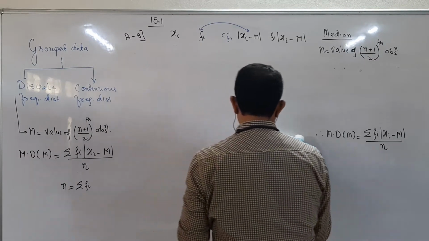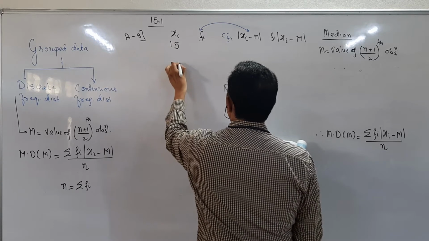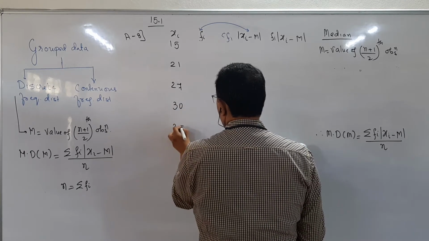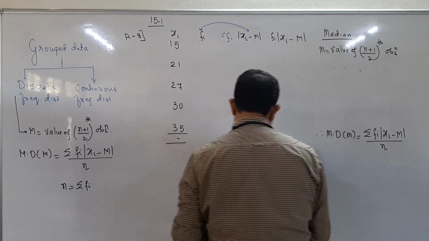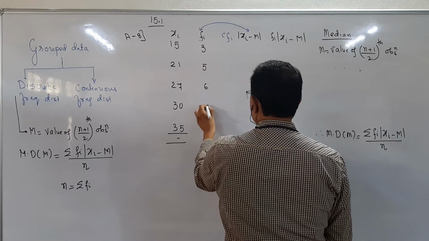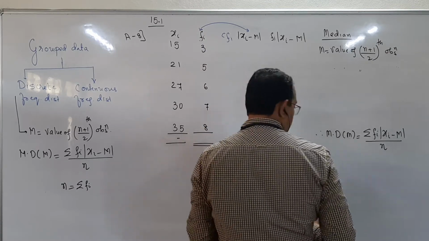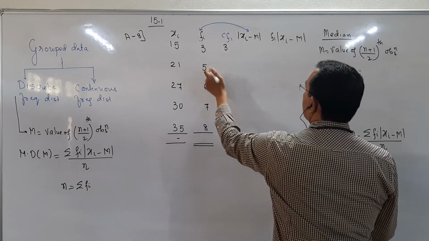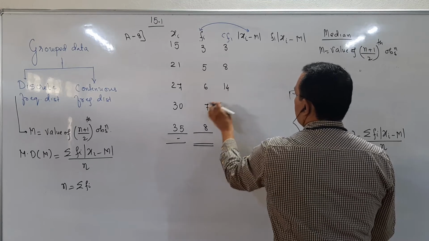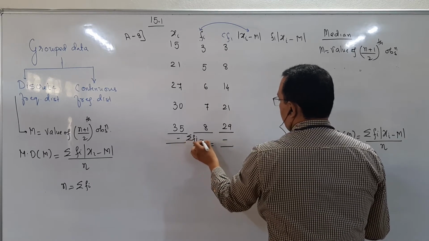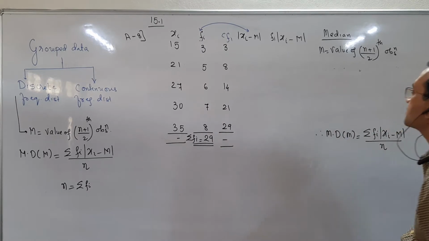Okay, xi are 15, 21, 27, 30 and 35. We never need the total of xi. Frequencies are 3, 5, 6, 7, 8. We will total it afterwards, so it is fine. Cumulative frequency: 3, plus 5 is 8, plus 6 is 14, plus 7 is 21, plus 8 is 29. So sigma fi will be 29.